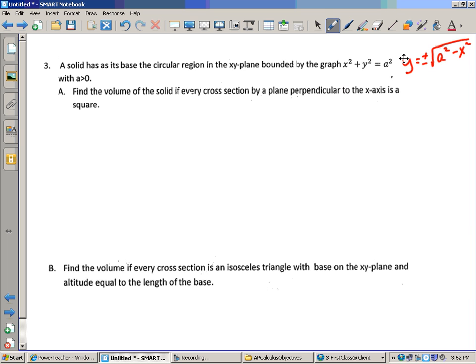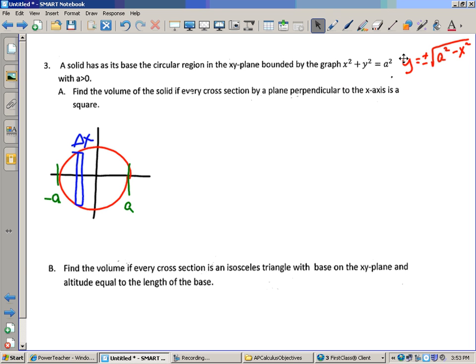Next I'm going to get a quick sketch to show the base of my solid. So here we have our circle, center at the origin, and we know that the radius is a. So we're going from negative a to positive a. Next it says our cross sections are going to be perpendicular to the x-axis. So we draw in our cross section. Perpendicular to the x-axis, this is a delta x fundamental rectangle.